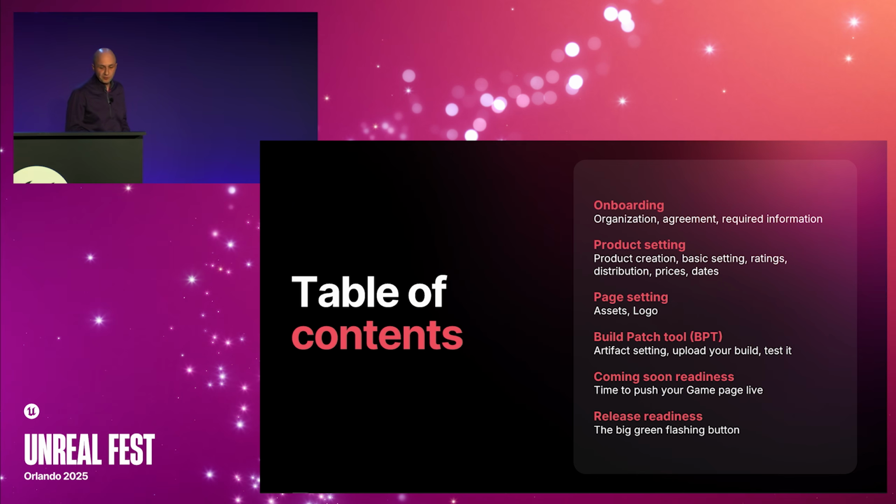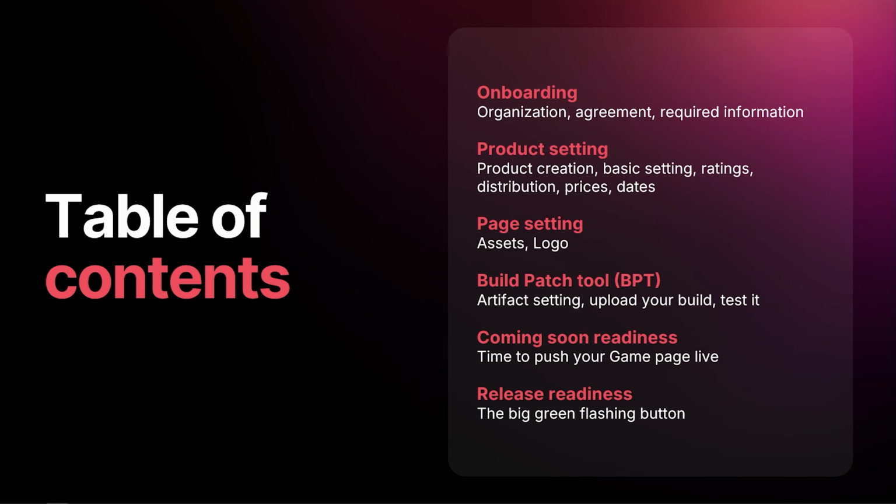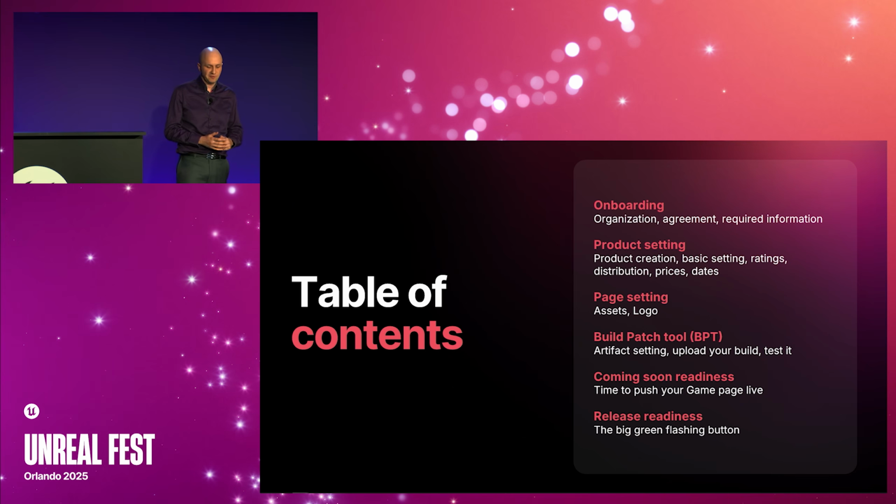Okay, so what we're going to see today is really from A to Z, from the onboarding, creating the organization, to seeing the agreements, talk a bit about the required information, and we do the product settings, of course, like putting all your assets on the Epic Game Store, setting the ratings, stuff like that. Also, we're going to see the build patch tool, so that's the tool we're using to bring the build into the Epic Game Store system. And we'll talk a bit about coming soon readiness, of course, and release readiness.